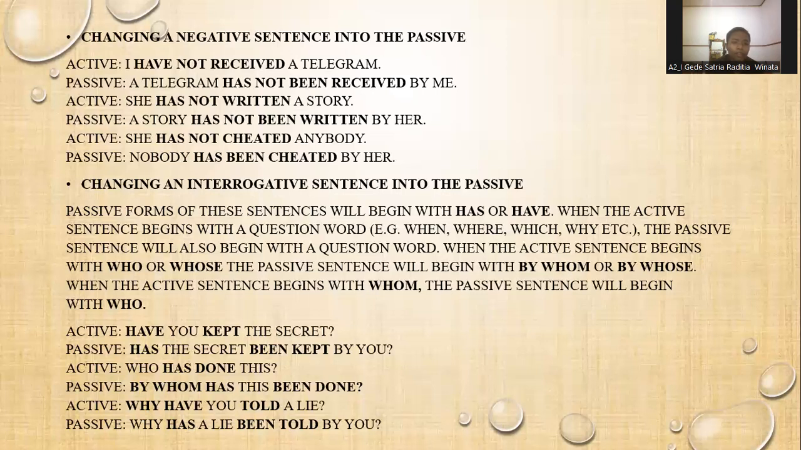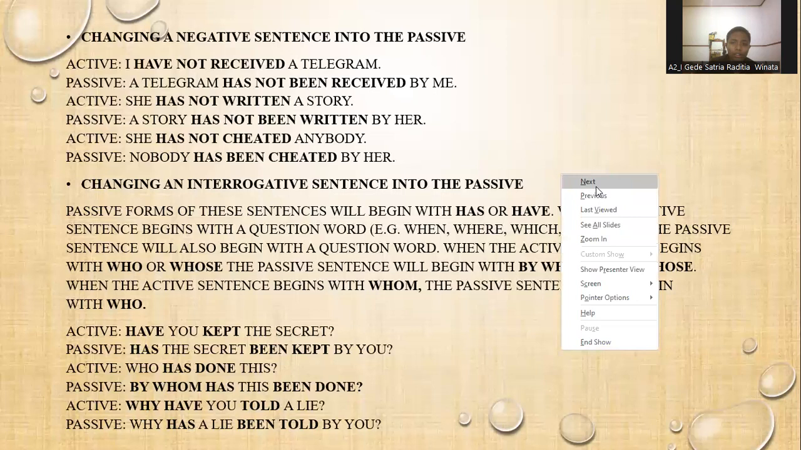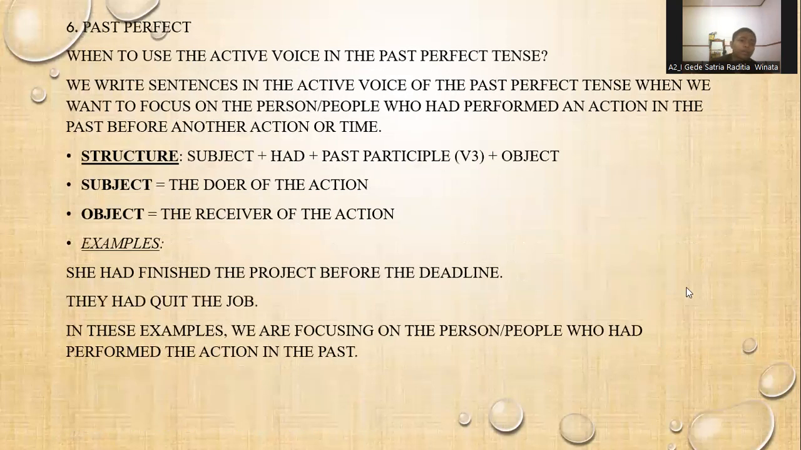Another example of changing an interrogative sentence into the passive. You see the slide. Okay, next material, the past perfect.